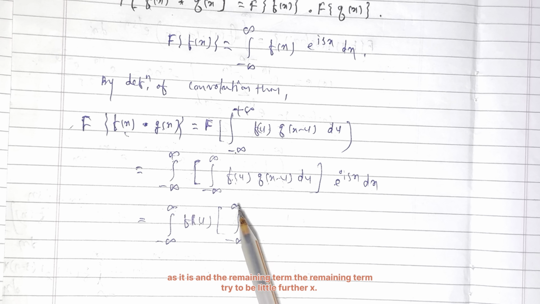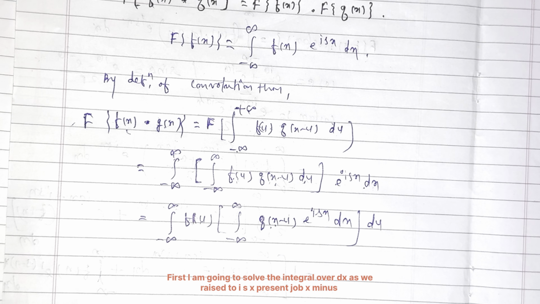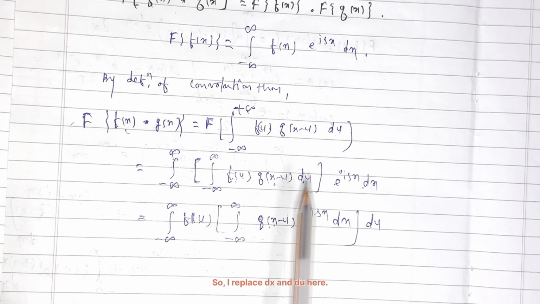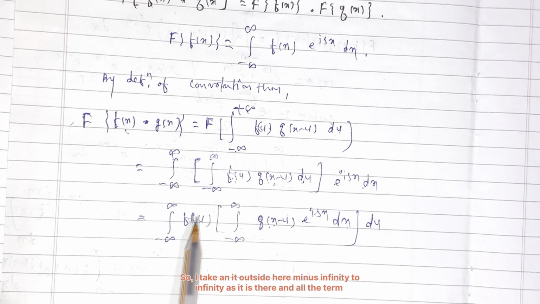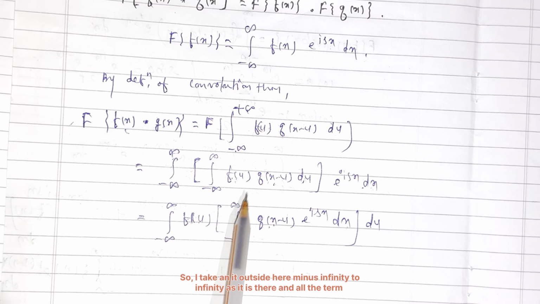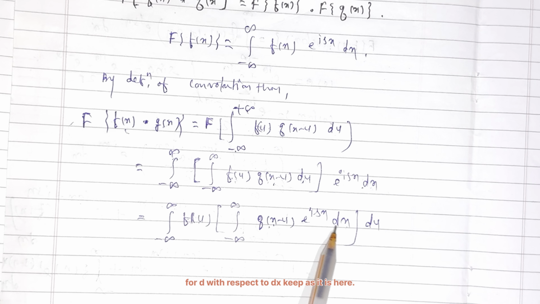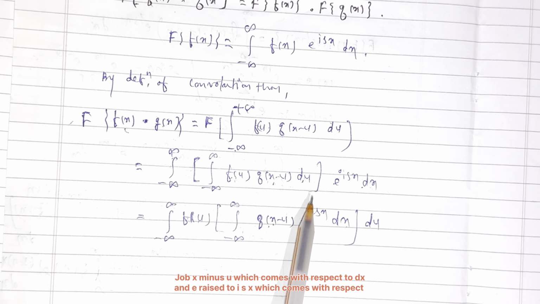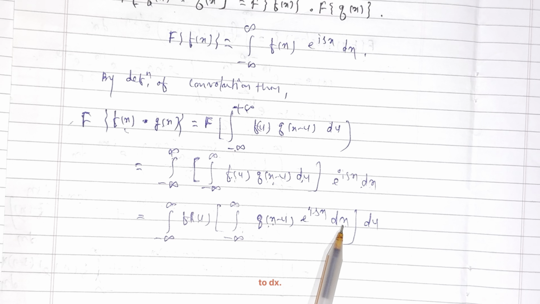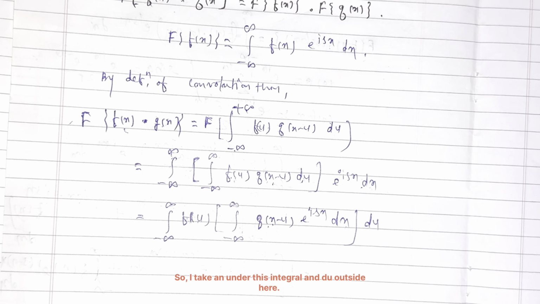First I'm going to solve the integral over dx. As e raised to isx is present and g of x minus u is also present, I'm going to change the order to solve dx first, and then we go for du. So with respect to dx, f of u is a constant, so I take it outside here. Minus infinity to infinity as it is, and all the terms with respect to dx keep as they are: g of x minus u and e raised to isx, which I take under this integral, and du outside here.